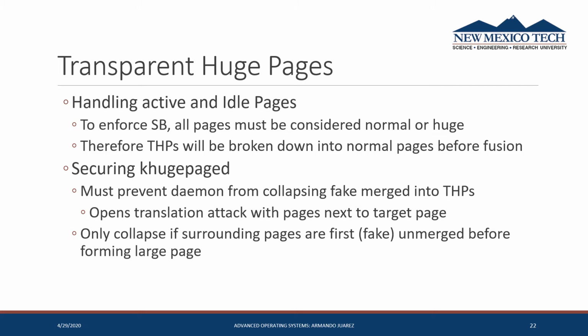With respect to securing the daemon itself, it pretty much comes down to preventing the daemon from collapsing fake merged pages into THPs. What this does is actually open up a translation attack with respect to the pages that are next to the target page. And so the idea here is to only collapse if the surrounding pages are first, quote, unmerged before forming the large page. Basically, the pages first need to be unmerged before the daemon will actually do anything with creating the huge page. That way it enforces the same behavior regardless of whether or not those pages were initially part of a huge page or not.